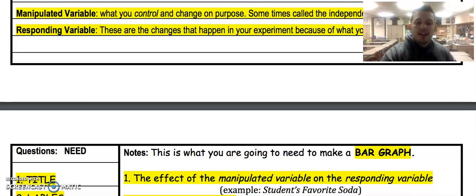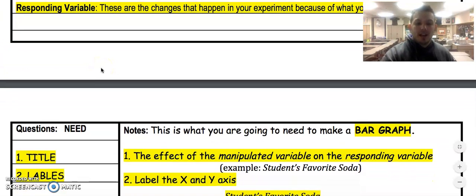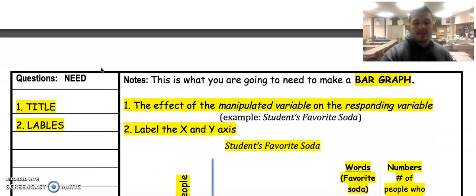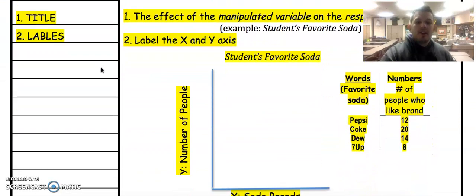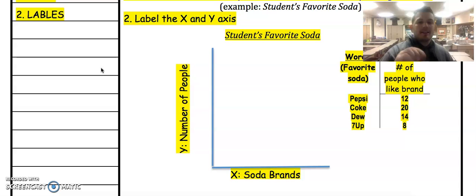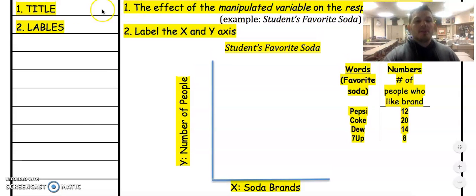Number two is you have to label the X and Y axes. So let's look at this graph here. You're going to label the X and Y axes. If you look here, the number one thing we had to do was make a title. So we have a title on the top there, students' favorite sodas.